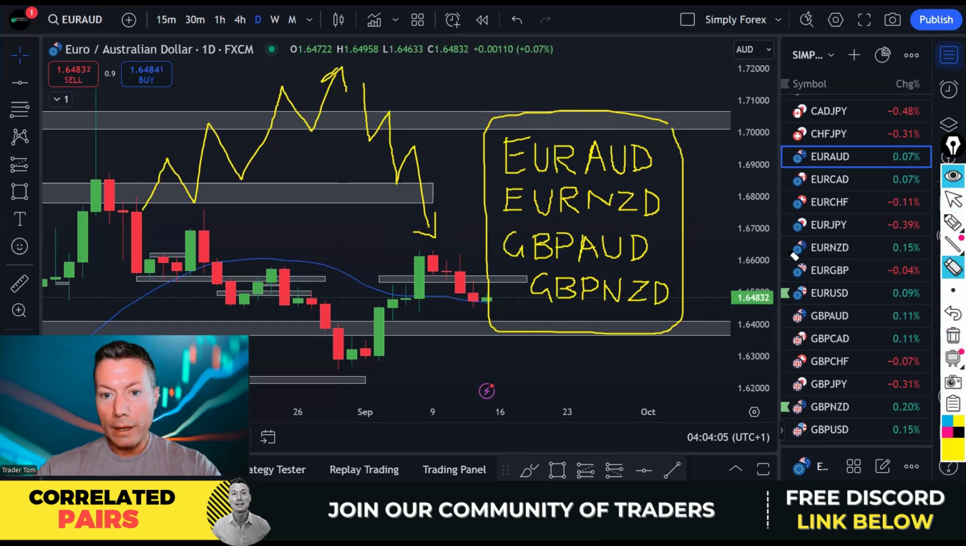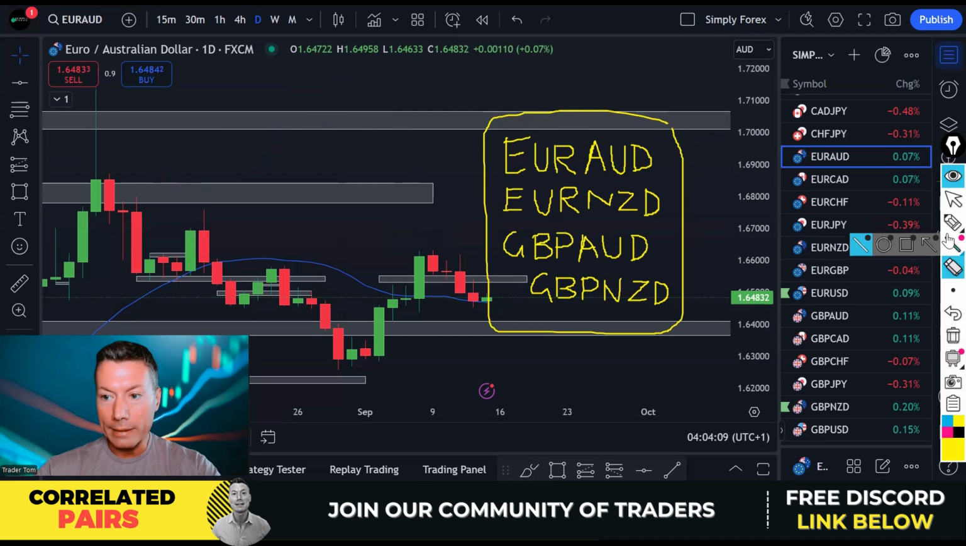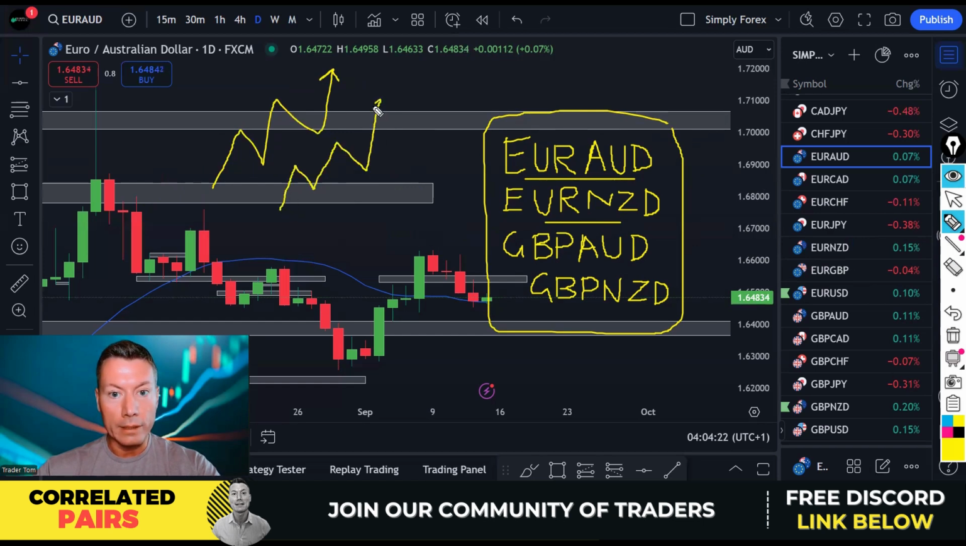Okay. Now, if we think specifically about Euro Aussie dollar and Euro New Zealand dollar, these are going to be even more highly correlated. If Euro Aussie dollar is in an uptrend, then Euro New Zealand dollar is generally going to do the same. And Pound Aussie dollar, Pound New Zealand dollar, if Pound Aussie dollar was in a downtrend, then Pound New Zealand dollar is going to do the same and be in a downtrend, right?